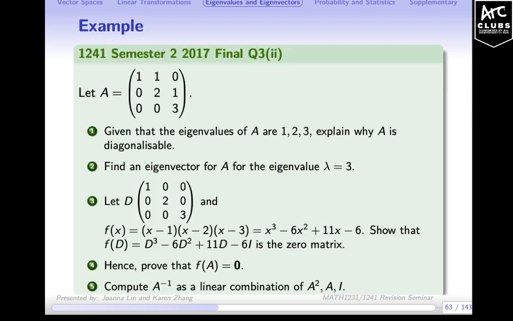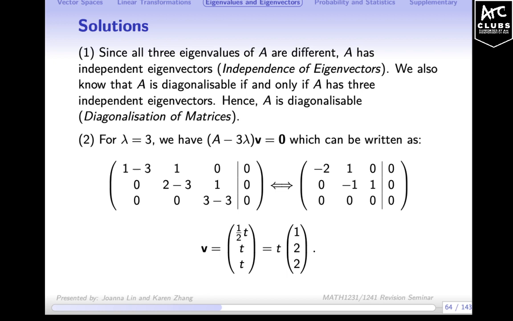Okay, so question 2 says to find an eigenvector for the eigenvalue 3. Again, pretty systematic. You just sub in lambda equals 3 into this equation, and this time we have a 3 by 3 system of linear equations, so a little bit more fiddly, but when you row reduce, it should be pretty simple to work out, and you have your eigenvector (1, 2, 2) that corresponds to eigenvalue 3.